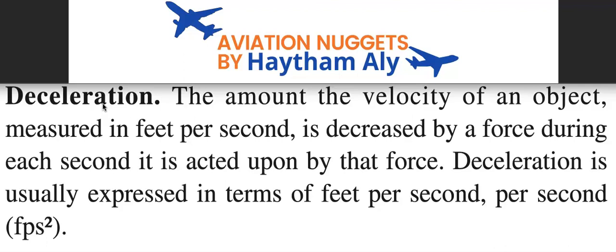Okay, everybody. So again, as a summary, we spoke about the definition of deceleration. It is the amount the velocity of an object measured in feet per second is decreased by a force during each second. So it is feet per second squared. It is acted upon by that force. Deceleration is usually expressed in terms of feet per second squared.